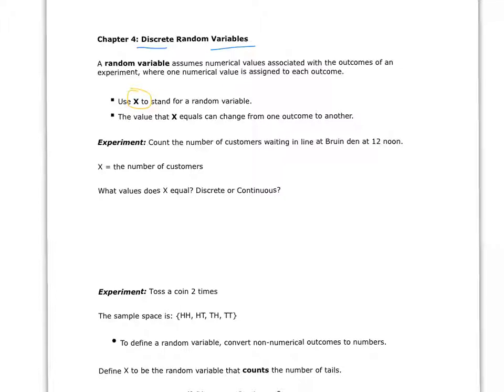Let's look at an example. Count the number of customers waiting in line at the Bruin Den at 12 noon. So x equals the number of customers. So let's think about what x can equal. Well, there can be 0 customers, 1, 2, 3, 4, etc. All right, to some max number. Okay, so now we want to ask ourselves, is that a discrete variable or a continuous variable? Well, x is taking on integer values and skipping over a lot of values in between, so that makes it discrete.